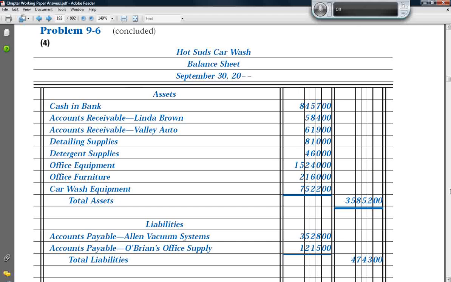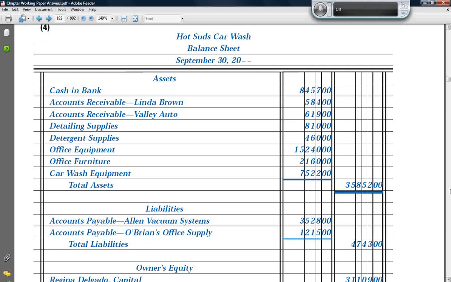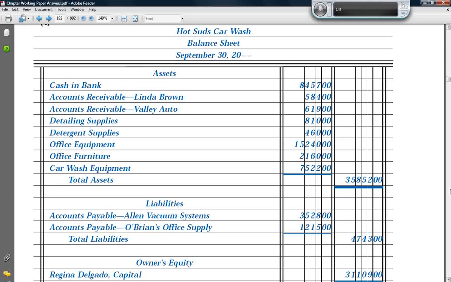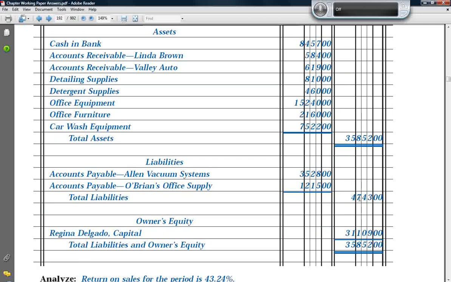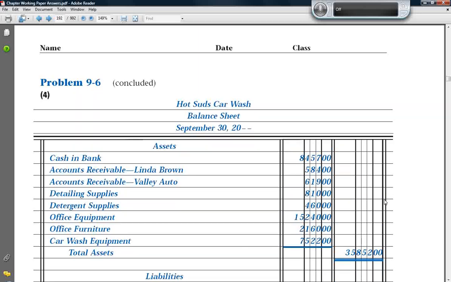So the who, the what, and the when, Hot Suds Car Wash. The balance sheet, the name of the statement, and it's as of a date and time, so September 30th. I'm listing all my assets in the first column. These numbers are right from the worksheet. They have not changed, or your general ledger. So first column, I list all my assets. I have a single rule, and after to total my assets, I double rule. I have total assets equal liabilities plus owner's equity, so I list my liabilities. The total is in the second column, and the number that's going to bring everything together.